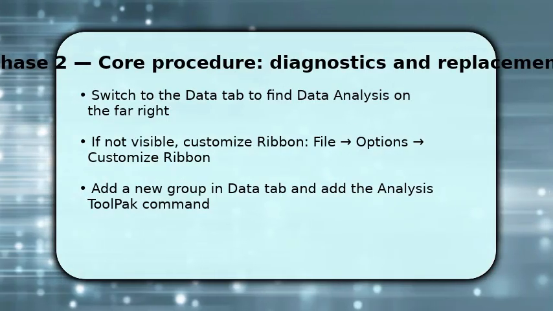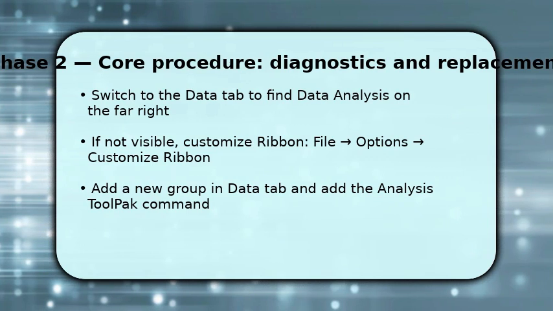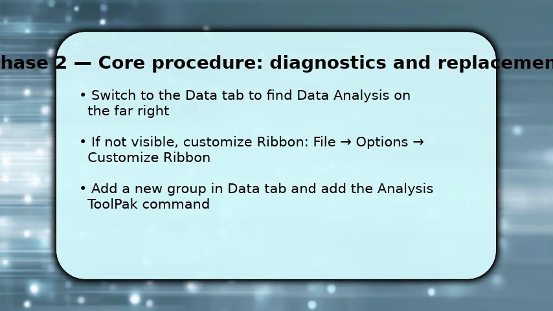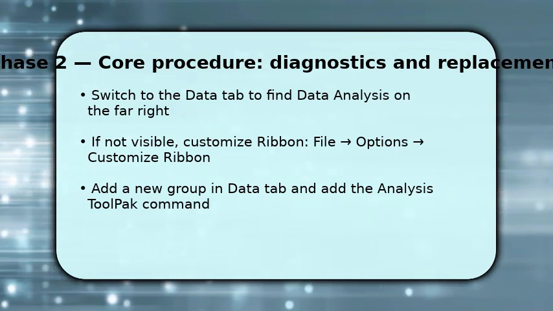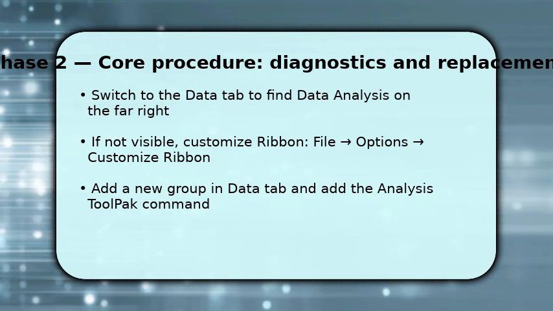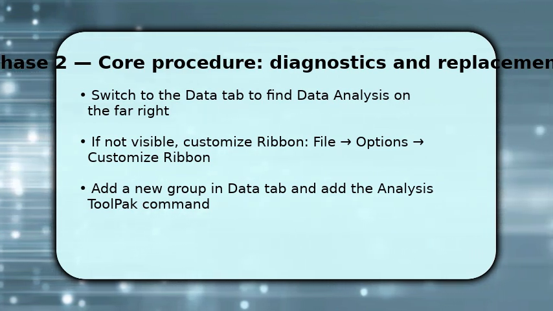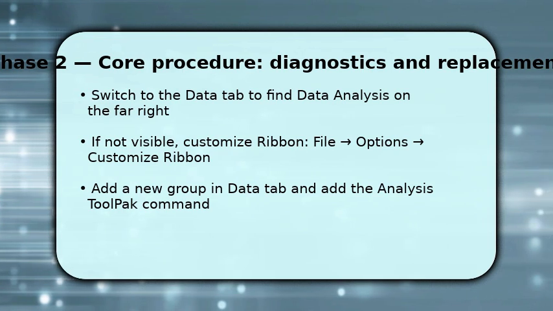Once the add-in is installed, you should look under the Data tab to find Data Analysis on the right. If it still doesn't appear, make sure to customize the ribbon. Return to File, then Options, then Customize Ribbon. This controls which commands are shown.